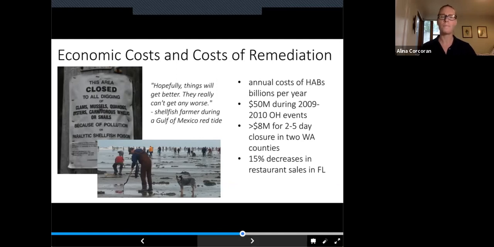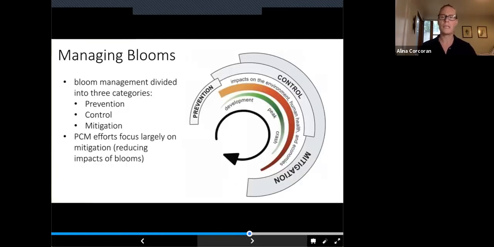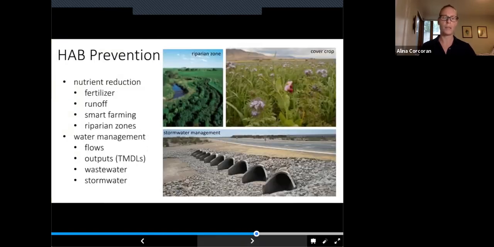And so one question is, well, what do we do about blooms? How can we stop blooms? Bloom management is typically divided into three categories: prevention, control, and mitigation. And collectively, this is called PCM. And in our country, PCM efforts focus largely on mitigation, so reducing the impacts of blooms, but not necessarily effectively preventing or controlling those blooms. I think that's starting to shift with a couple of efforts.